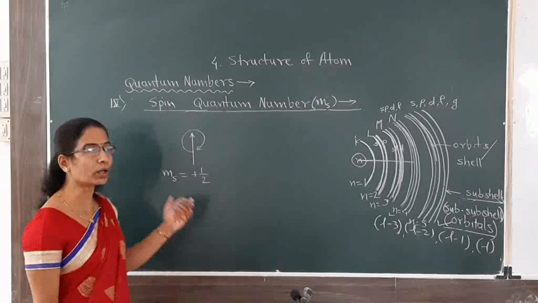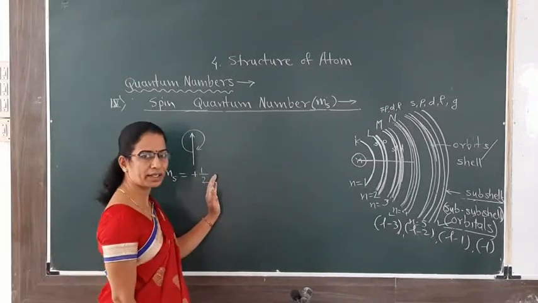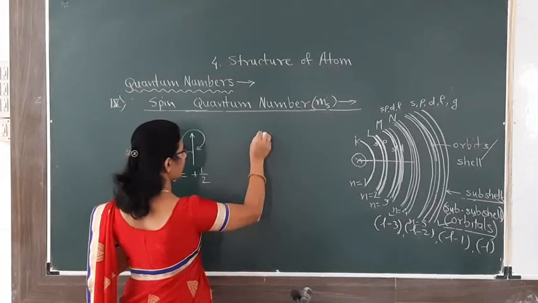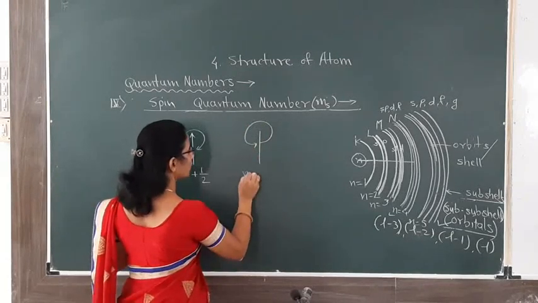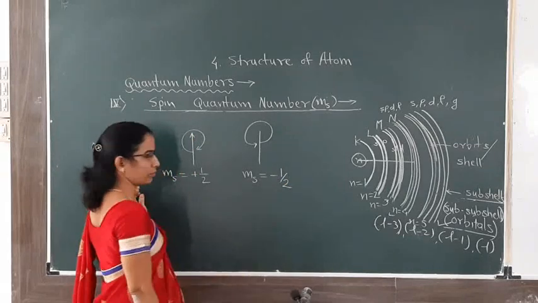Actually ms has only 2 values. If it is rotating in a clockwise direction then that value is given as +1/2, and if it is rotating in anti-clockwise direction then the value of ms is -1/2.